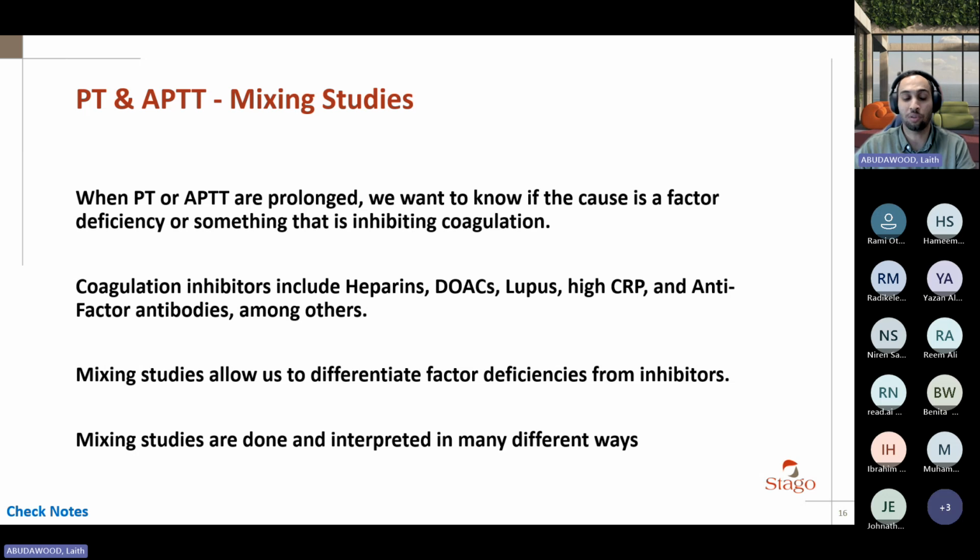Now, this is a very big topic. There are many ways to go about interpreting the mixing studies. I have added some very important notes. If you see there are notes attached to this slide, I will definitely share this with you at the end. I would definitely recommend you check this slide in particular, because it shows you how to work with mixing studies. It's very important.